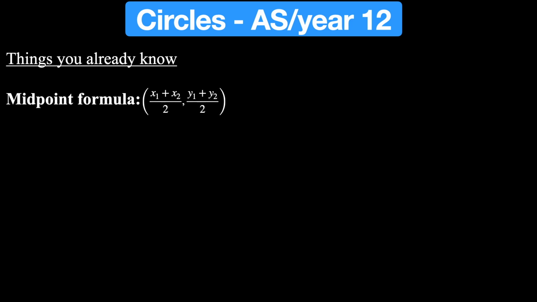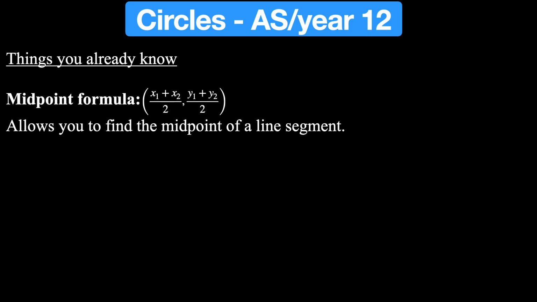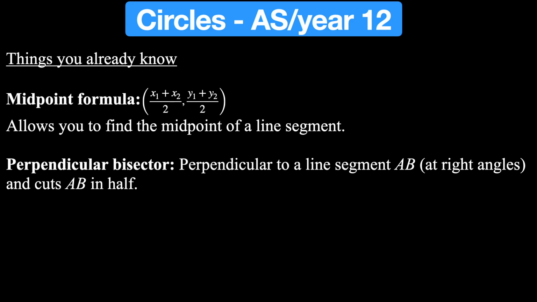Firstly, the midpoint formula is going to be useful here. The midpoint formula looks like this, and it allows you to find the midpoint of a line segment given the two coordinates of the two endpoints. Another thing we'll be using is the perpendicular bisector. A perpendicular bisector is perpendicular to a line segment such as AB. That means it's at right angles and cuts AB in half.